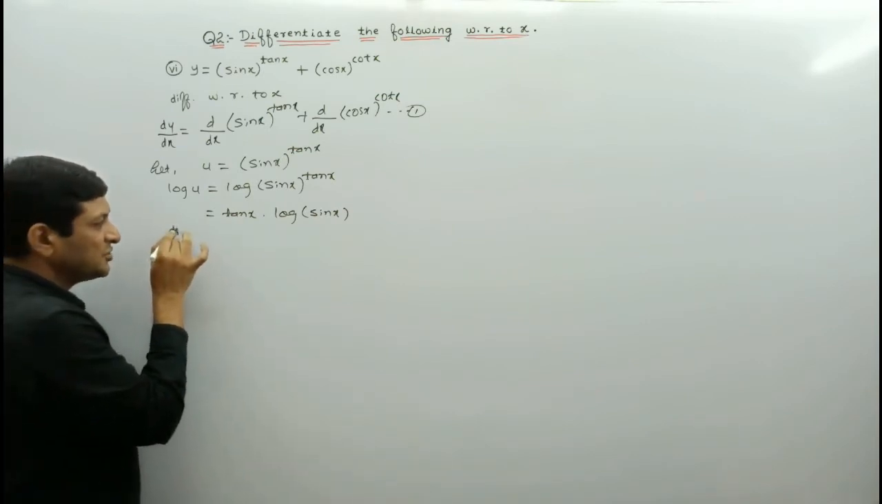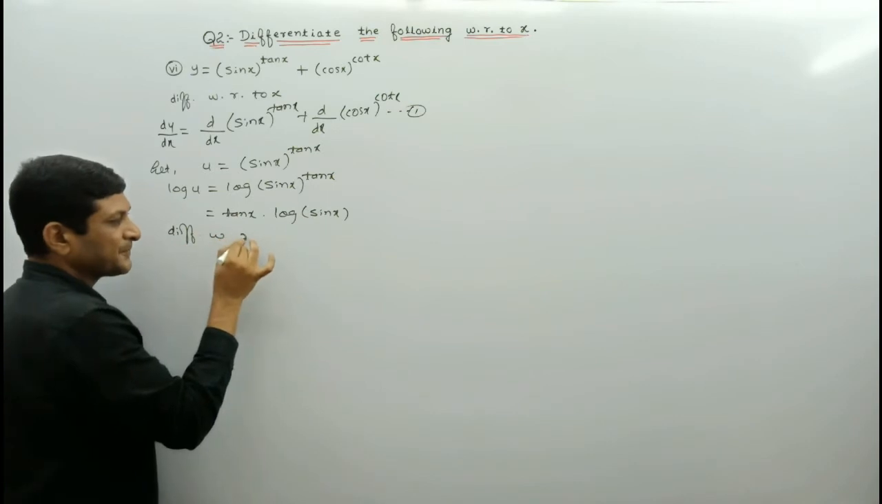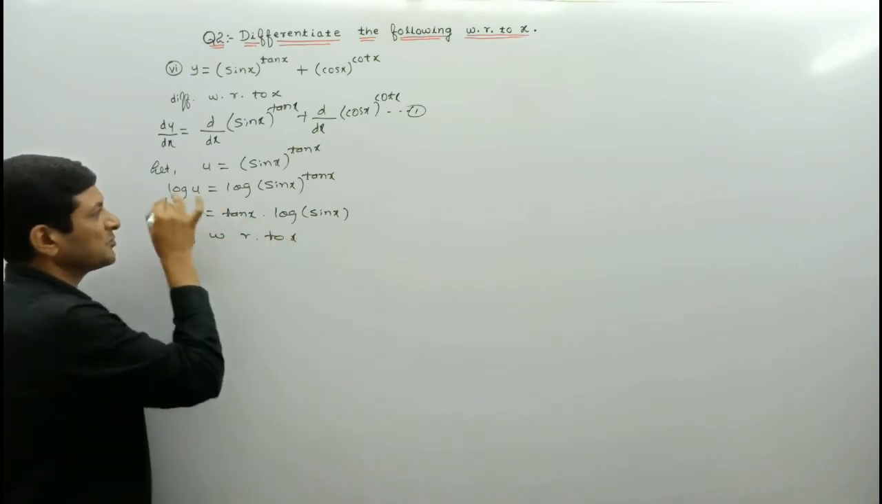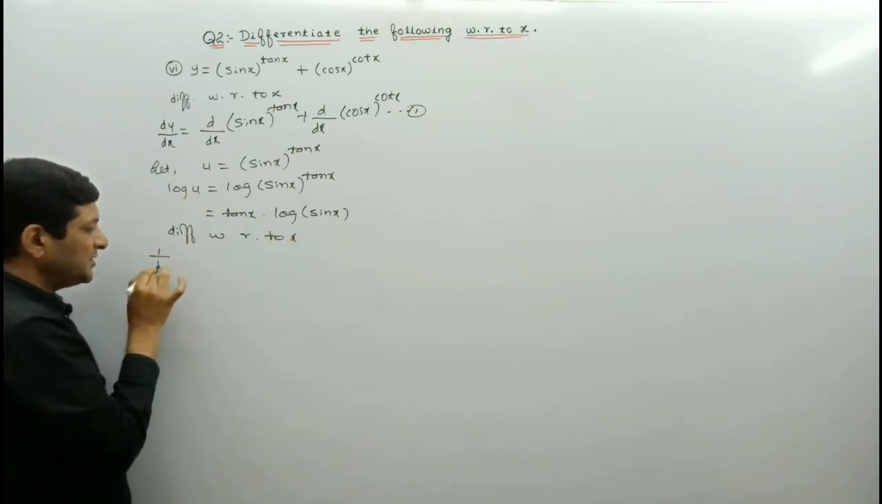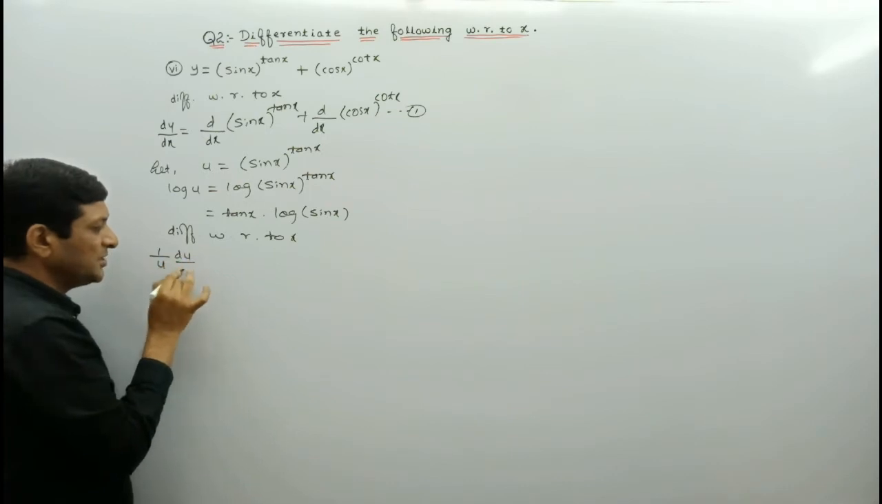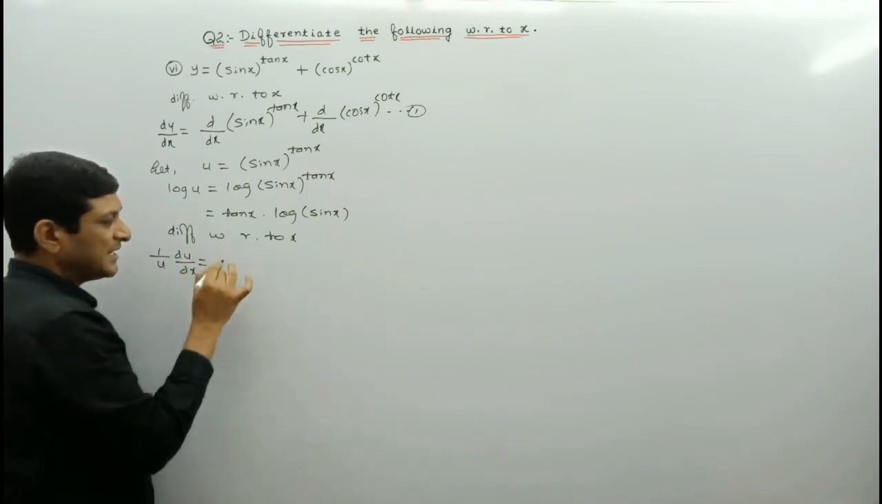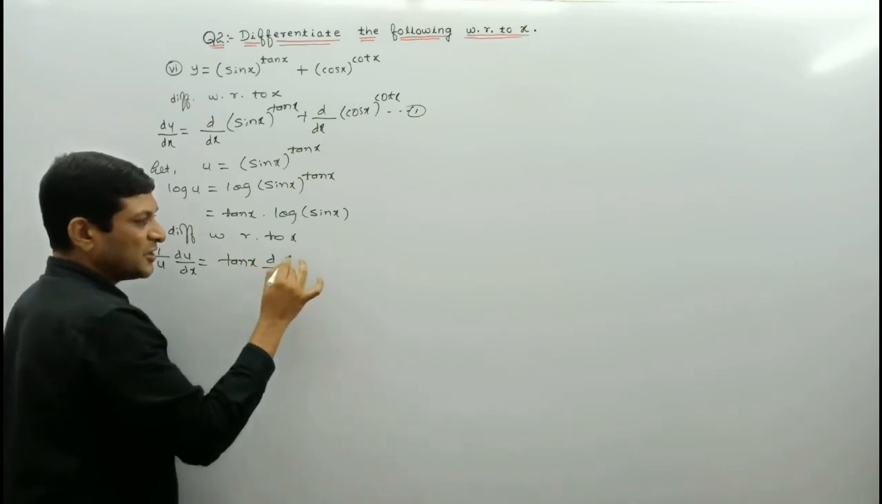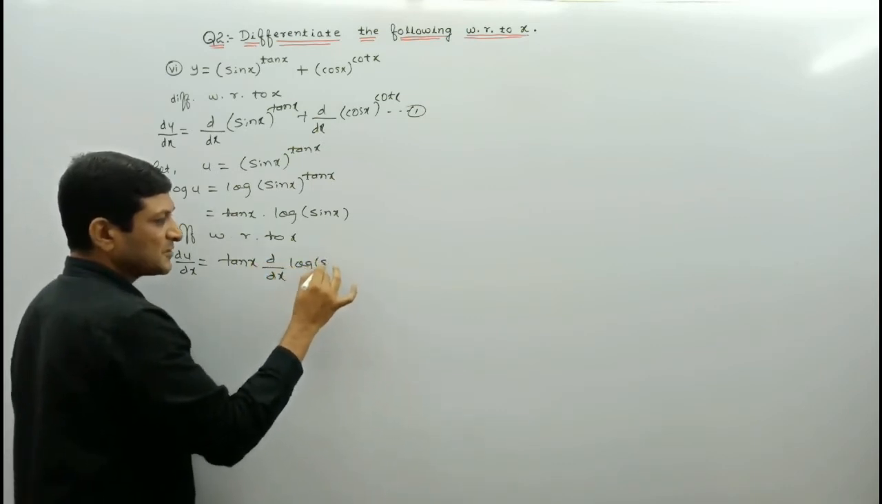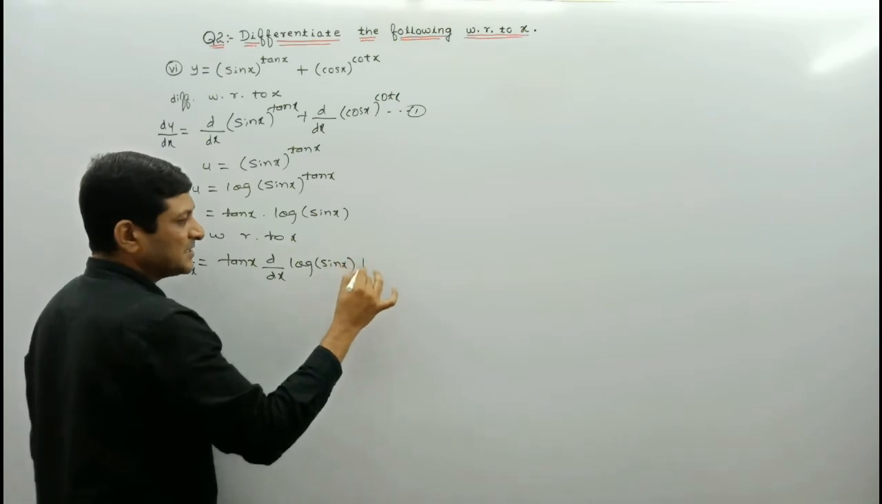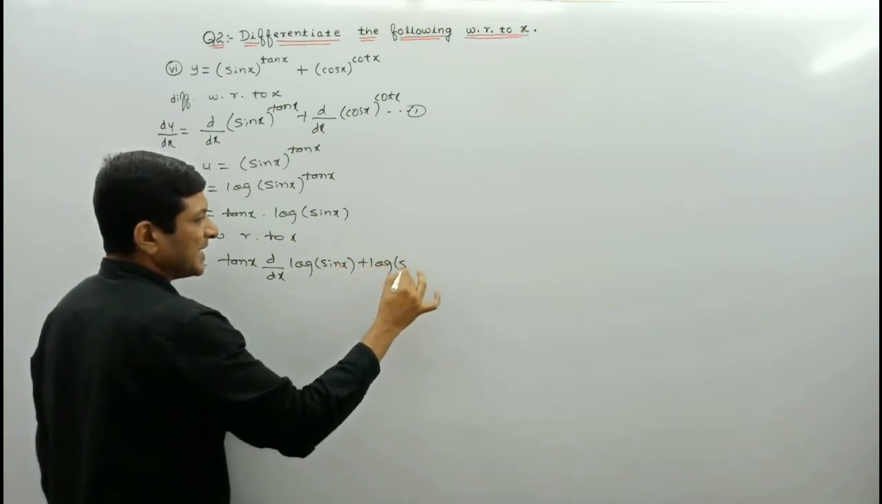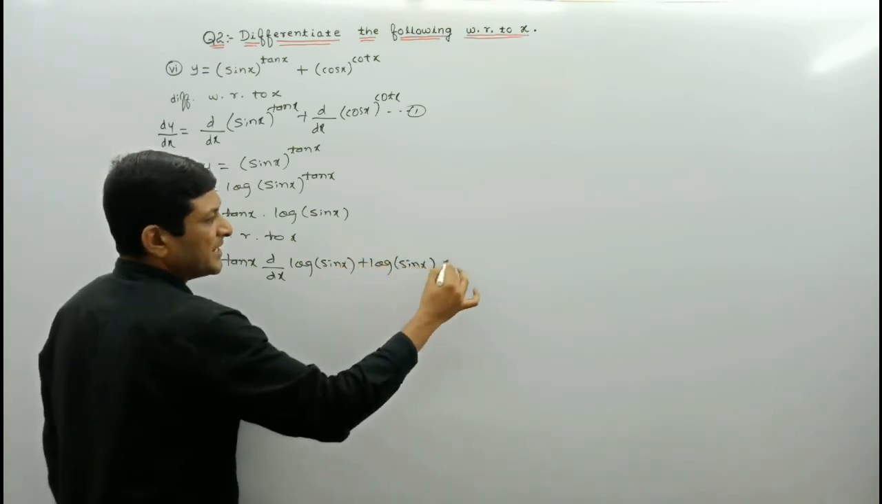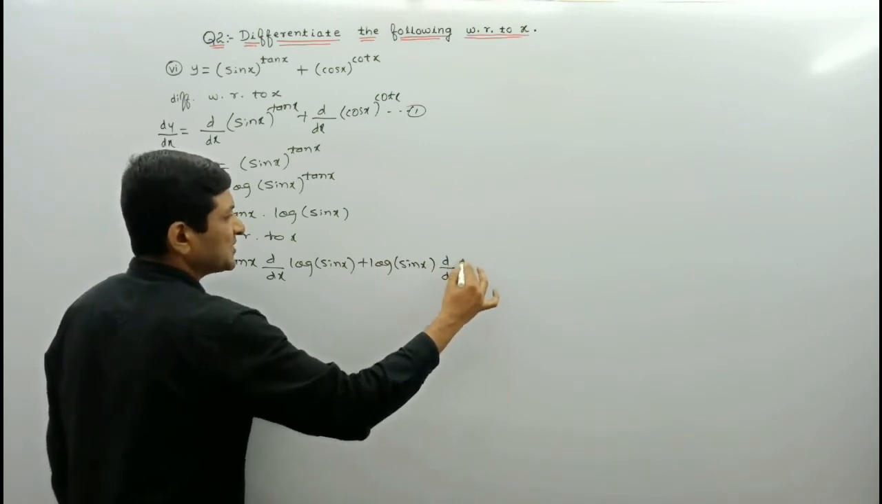So let us differentiate it with respect to x. Derivative of log u is 1 upon u into du upon dx. On this side, according to the product rule, keep the first term as it is into derivative of the second term, means derivative of log sin x, plus the second term as it is, log sin x, into derivative of the first term. What is the first term here?